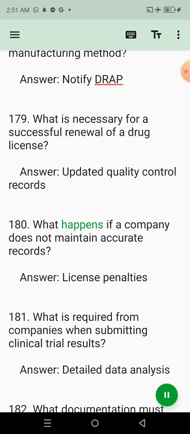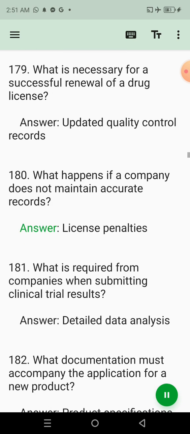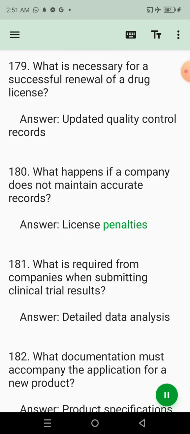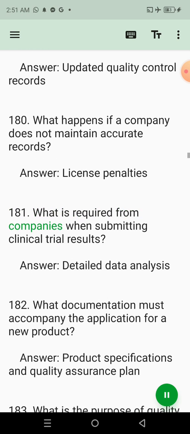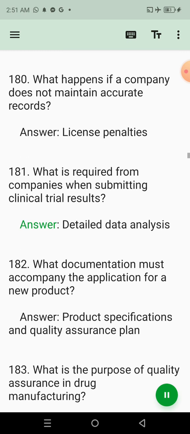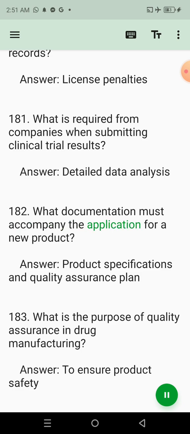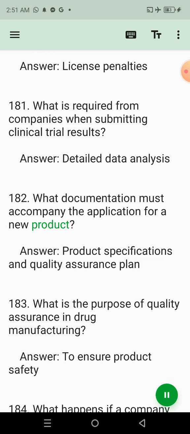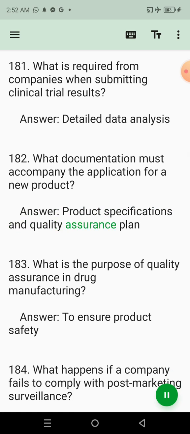180. What happens if a company does not maintain accurate records? Answer: License penalties. 181. What is required from companies when submitting clinical trial results? Answer: Detailed data analysis. 182. What documentation must accompany the application for a new product? Answer: Product specifications and quality assurance plan.